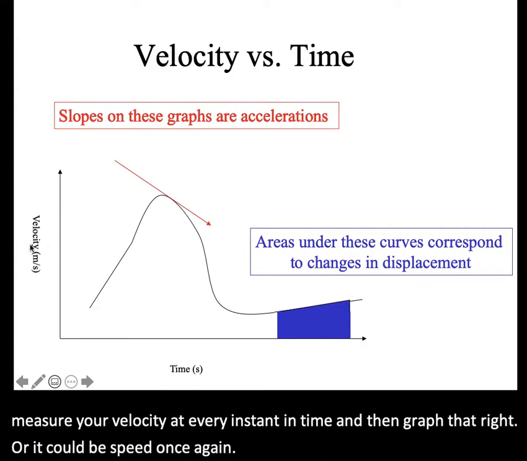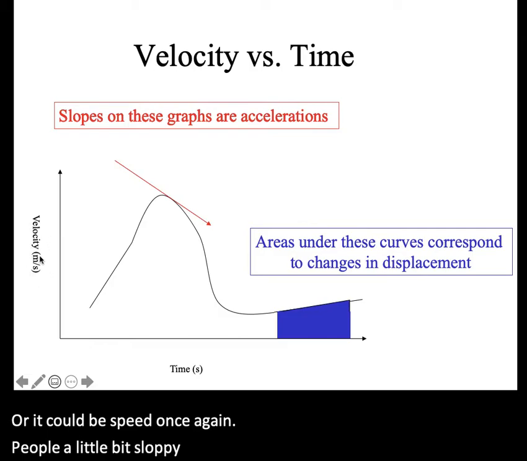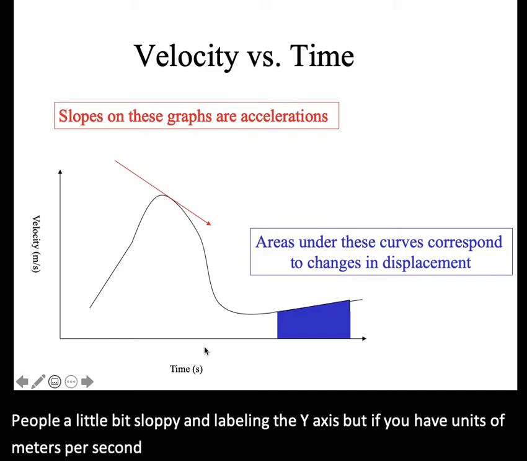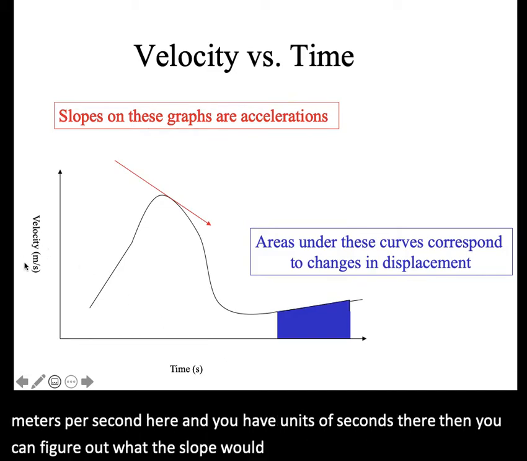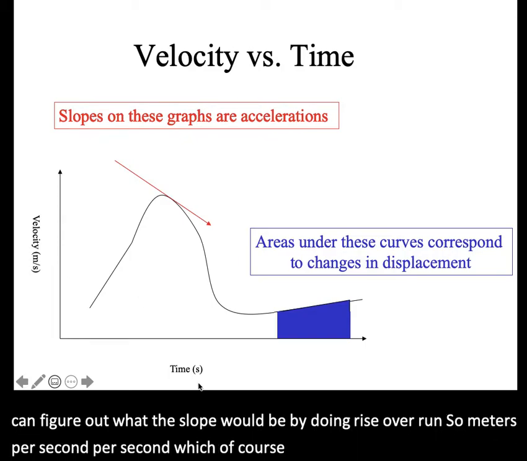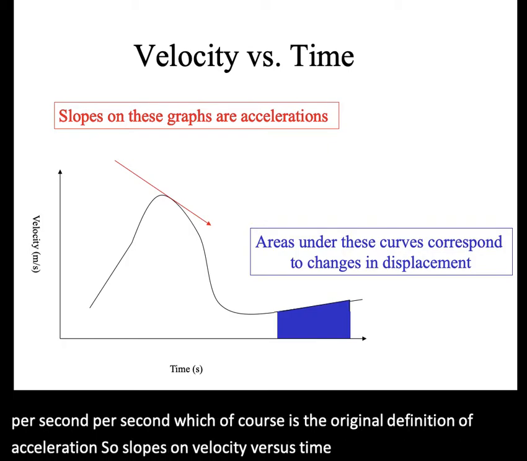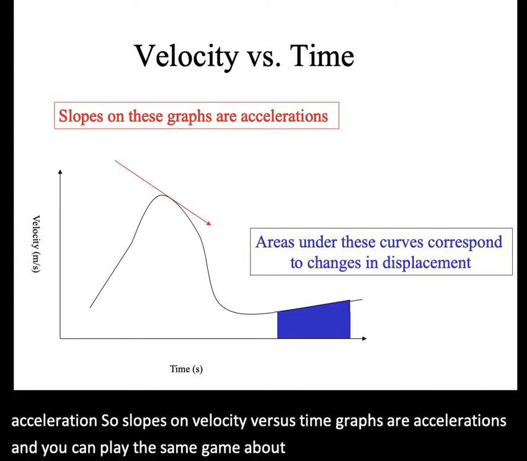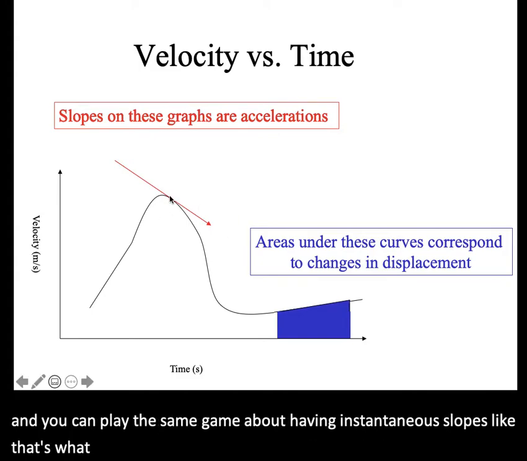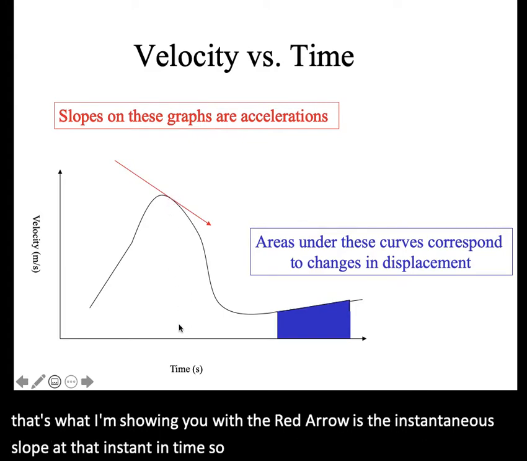Once again, people are a little bit sloppy in labeling the y-axis, but if you have units of meters per second here and you have units of seconds there, then you can figure out what the slope would be by doing rise over run, so meters per second per second, which of course is the original definition of acceleration. So slopes on velocity versus time graphs are accelerations. And you can play the same game about having instantaneous slopes, like that's what I'm showing you with the red arrow, is the instantaneous slope at that instant in time. So that's what my acceleration is right at that moment in time.